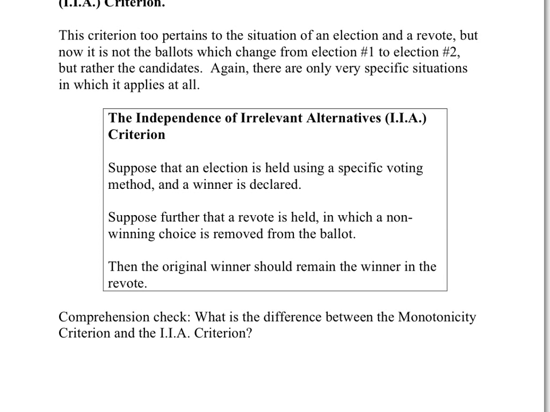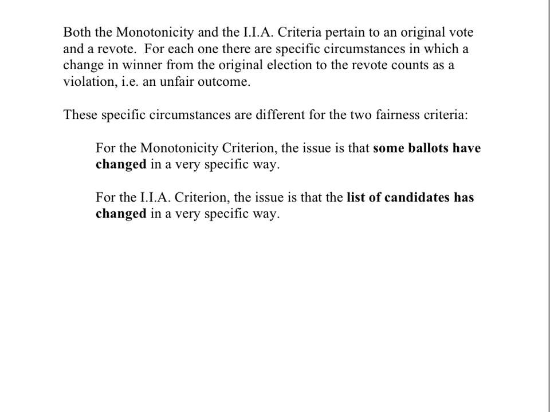So just a quick comprehension check before you go on to the next slide. What is the difference between the monotonicity criterion and the I.I.A. criterion? First, what they have in common is that they both pertain to an original vote and a revote, election number 1 and election number 2. For each one of these fairness criteria, there are only specific circumstances in which a change in winner from the original election counts as a violation, that is, an unfair outcome. So each one involves the statement that the original winner should remain the winner under special circumstances.